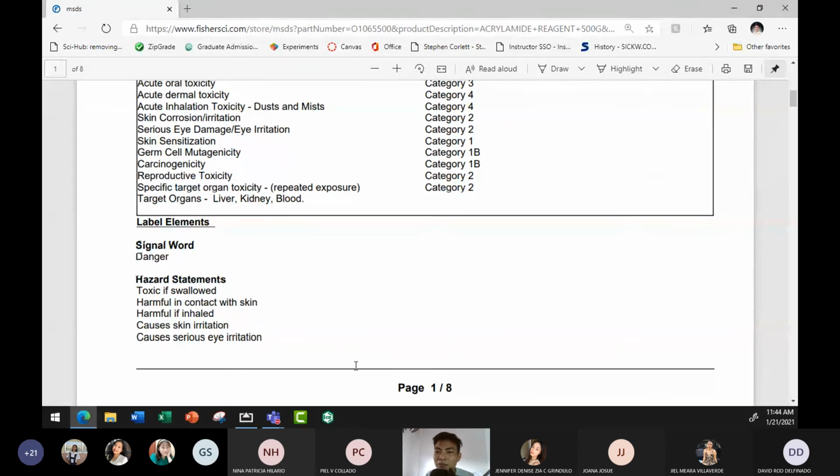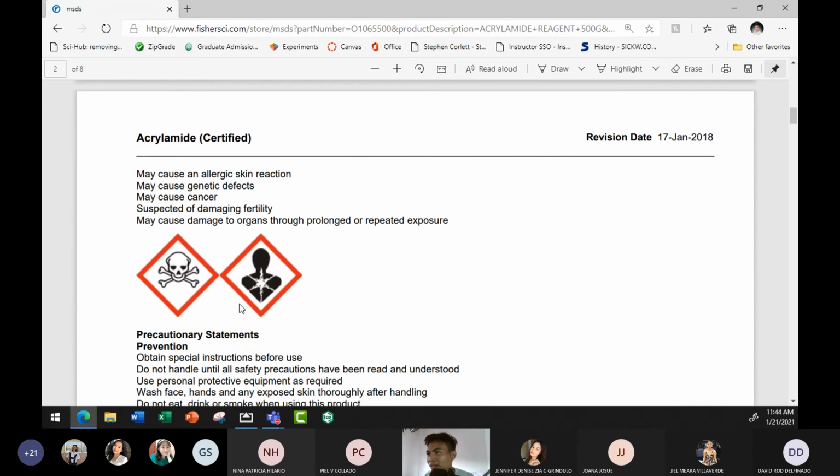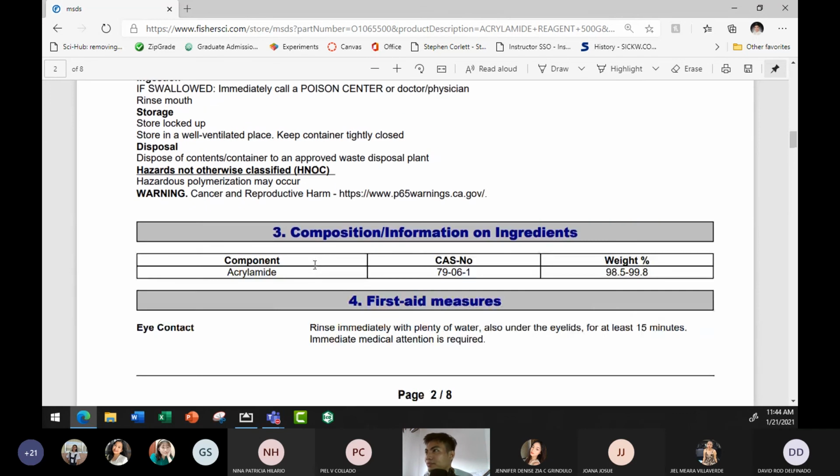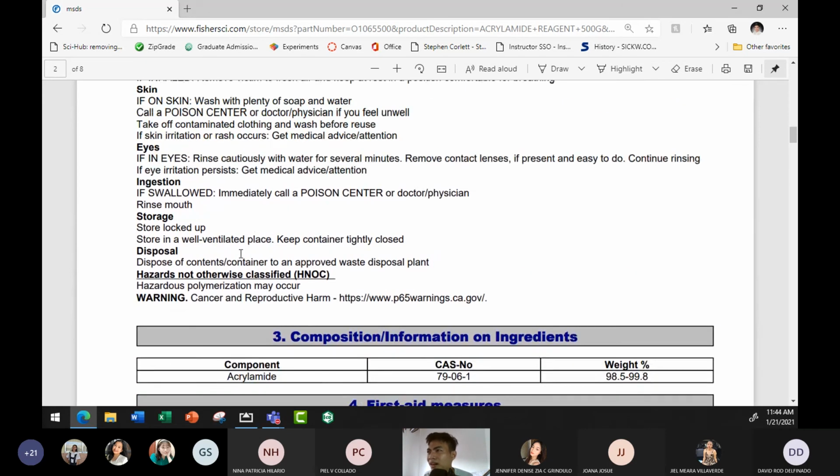Makita mo pa lang yan. Sabi ko, magtitesis pa ba ako? Ayoko na. Kasi yan, nandyan yung hazard statements, no? Toxic if swallowed, harmful in contact with skin, harmful when inhaled, no? Etc. etc. Yes, may mga ganyan symbols, no? So that means that it's poisonous and it can cause death, no? So yan. Tapos andyan din kung ano yung mga kailangan nyo gawin.